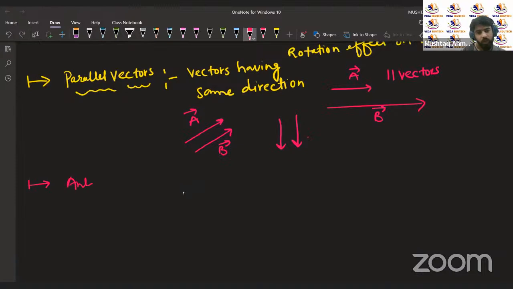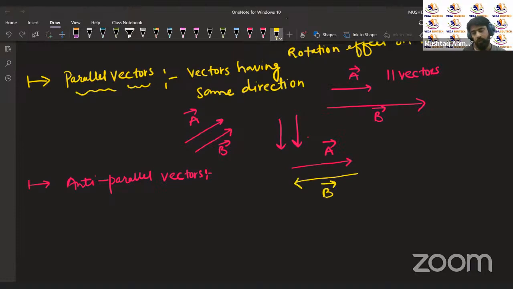Then what are anti-parallel vectors? Suppose this is the vector A here, and this is the vector B here. The directions of these two vectors are opposite to each other.